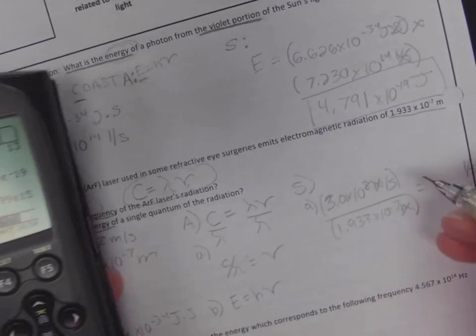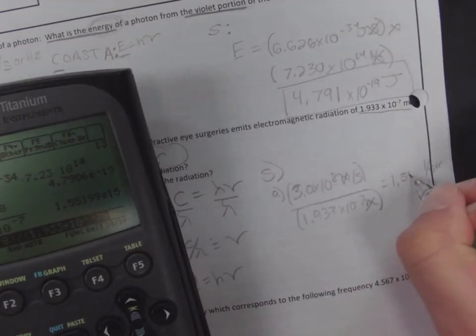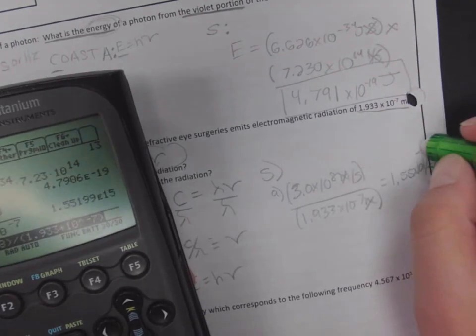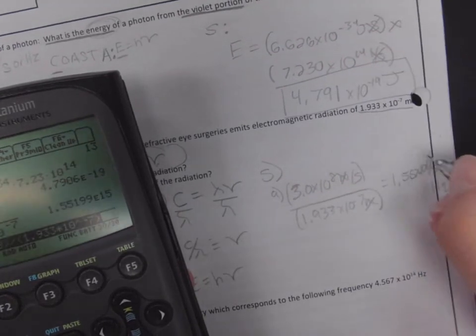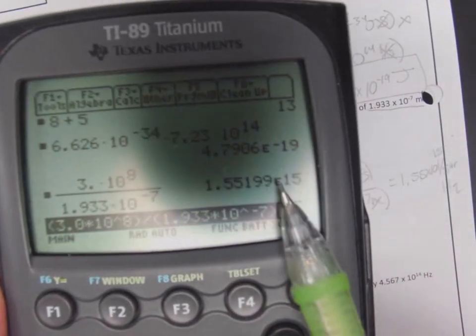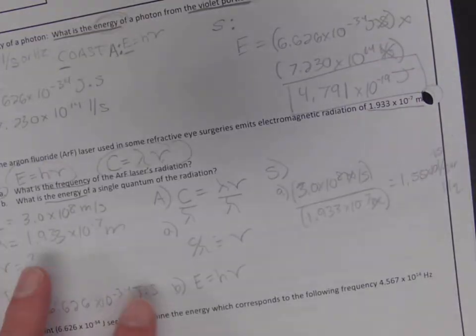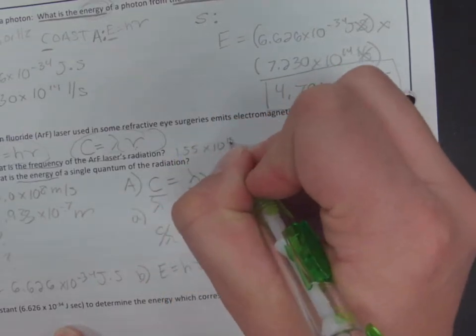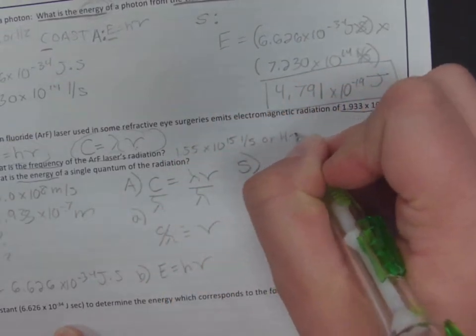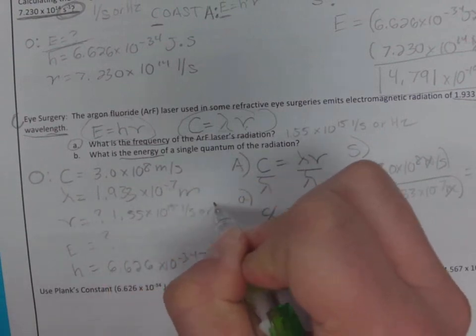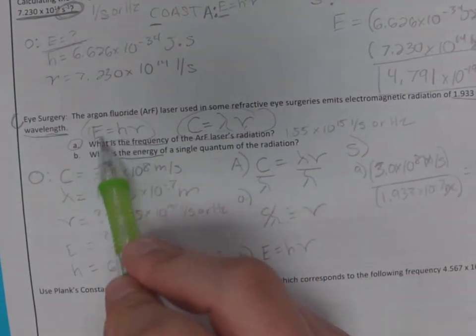That gives us 1.55 times 10 to the negative, not negative, it's positive 15th. 10 to the 15th. So 1.55 times 10 to the 15th. Remember that E means times 10 to the. Okay, so our frequency is 1.55 times 10 to the 15th, 1 over seconds, or hertz. Let's put that over and organize. Now let's plug it into the second equation to find energy.